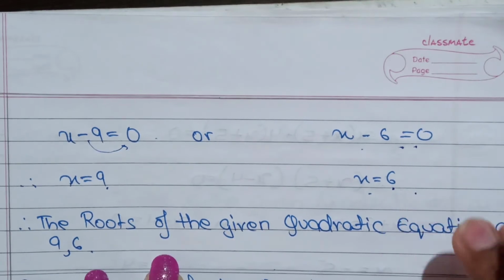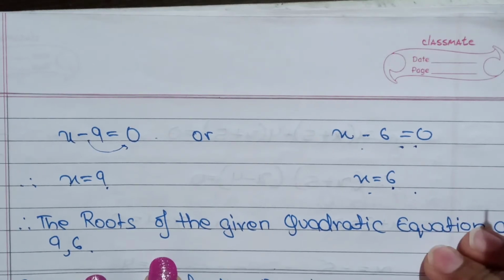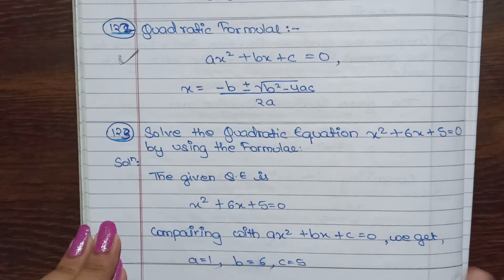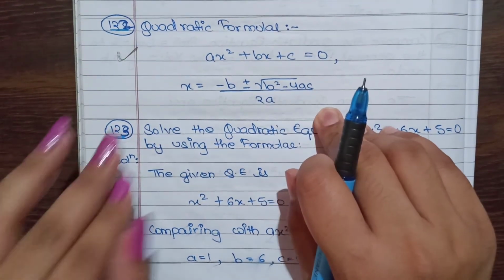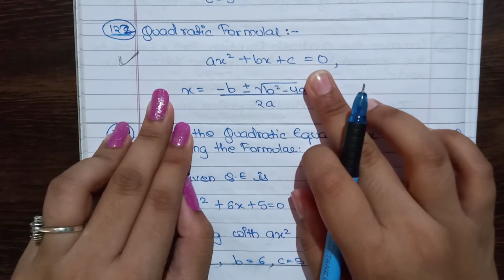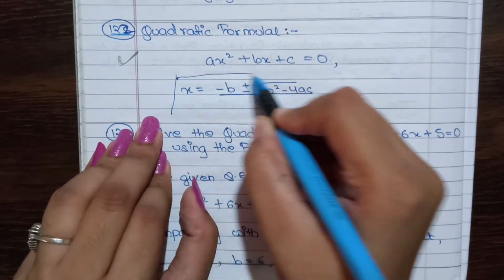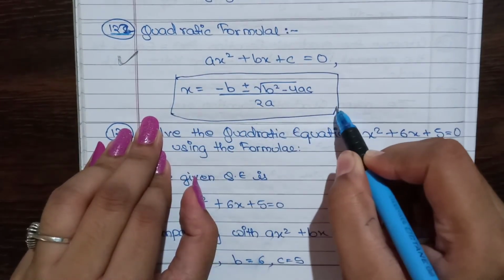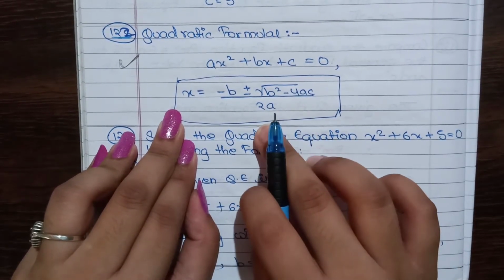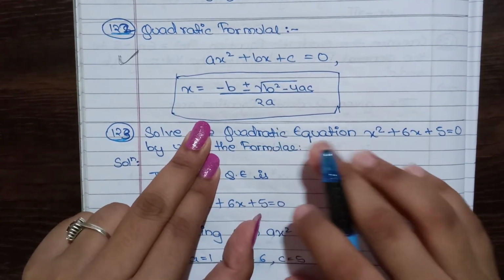So this is the format of the factorization method, how to solve a quadratic equation using the factorization method. So let's see further how to solve using the formula method. Now here we are going to see the formula method. First of all we need to know the quadratic formula. This is the general form of the equation, ax square plus bx plus c. And this is the formula we are going to use for the formula method. So x is equal to minus b plus or minus square root of b square minus 4ac upon 2a. This formula you need to learn to solve the quadratic equation using the formula method.